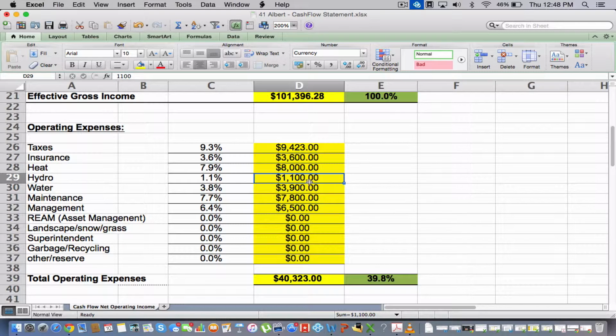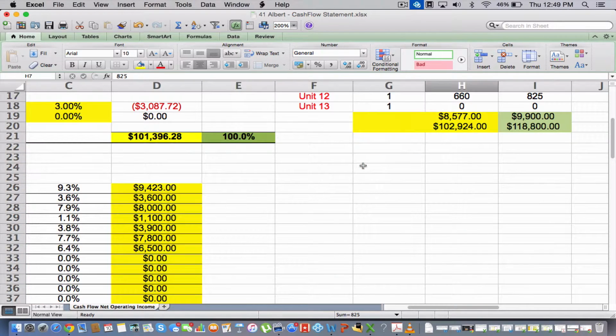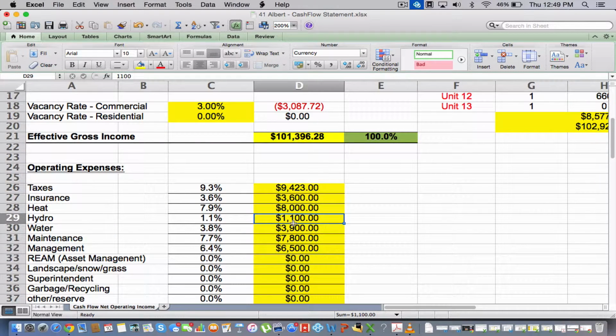Hydro is $1,100, and the reason that's so low is because each of these units pays their own hydro. The building is separately metered, and when the landlord places a new tenant in the building, they are paying rent plus the cost of hydro. That's not always the case. There are lots of buildings out there where the tenants pay an all-inclusive rent. So the rents might be a little bit higher, and you would see a higher hydro cost here because the landlord is paying all the hydro.